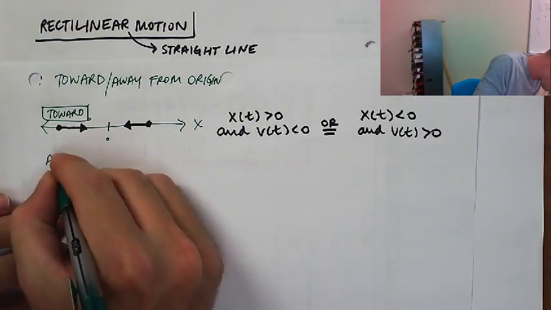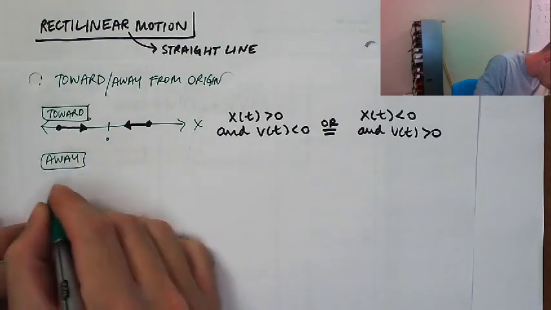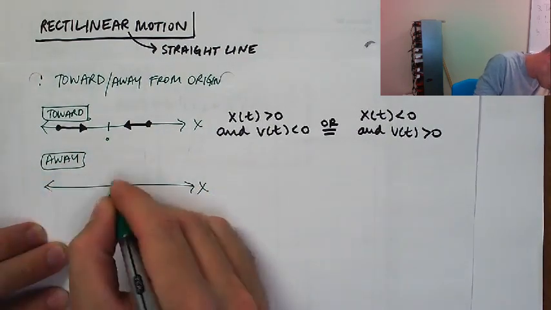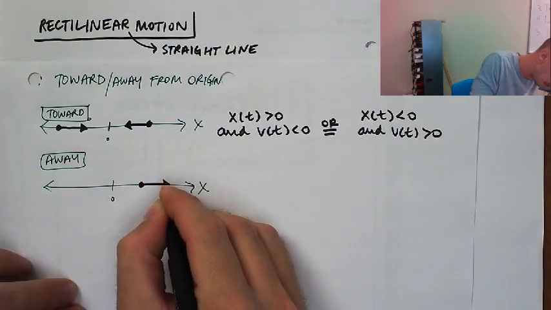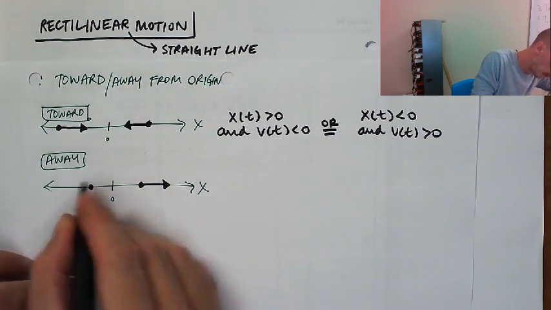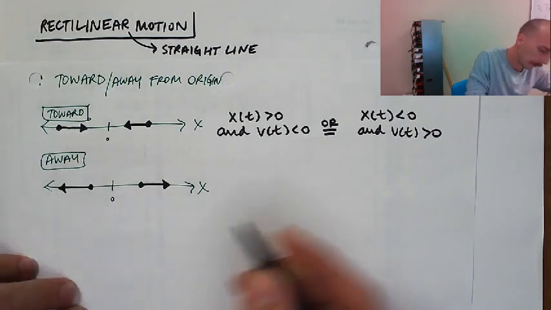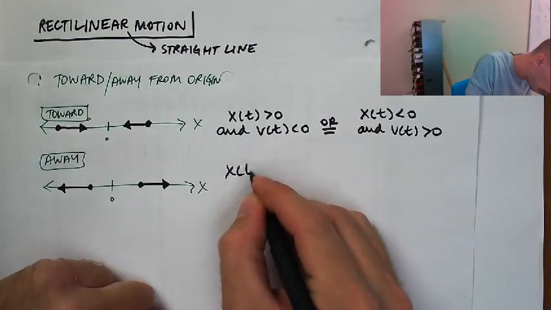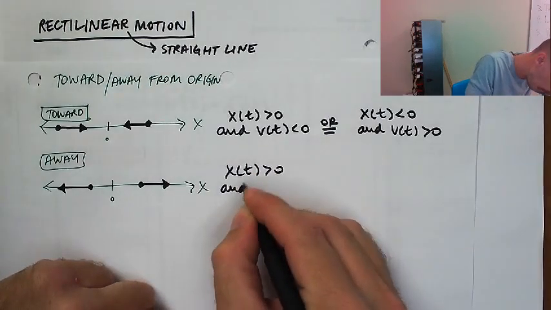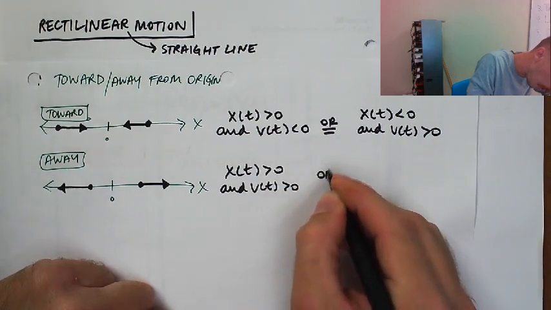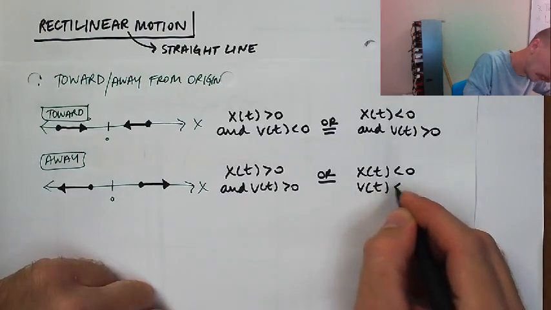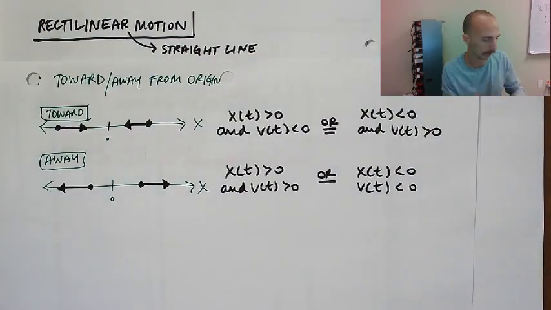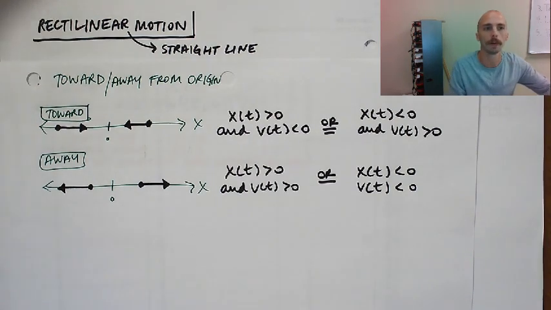Okay, so away from the origin is just going to be the opposite. I'll just go a little bit faster here. That's going to be my origin. I could be having a positive x value and a positive velocity. I could also be having a negative x value and a negative velocity. So this would be x of t is greater than 0 and v of t is greater than 0. Or it could be x of t is negative and x of t is decreasing, which would be where its velocity was negative. Okay, I think that's going to be all the particle motion situations that I need to tell you about for this year.